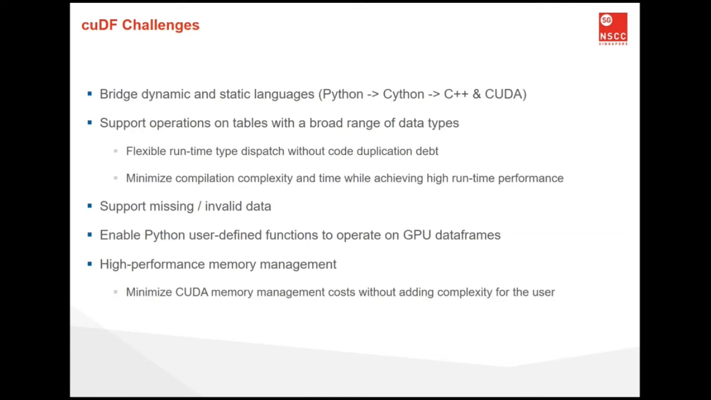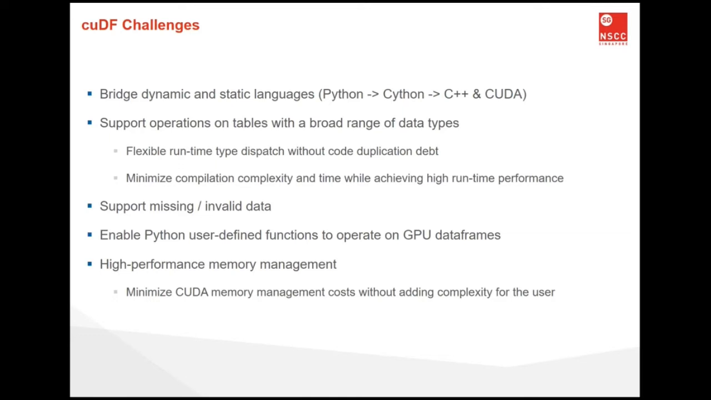We also have to support missing and invalid data. It basically enables us to support datasets that come in with missing data, or NaNs, etc., and enabling Python user-defined functions to operate on data frames on the GPU. We will be developing some interesting solutions on that by using just-in-time compilation with Numba and injecting the assembly that we get from that into C++, which we can then just-in-time compile for the GPU.